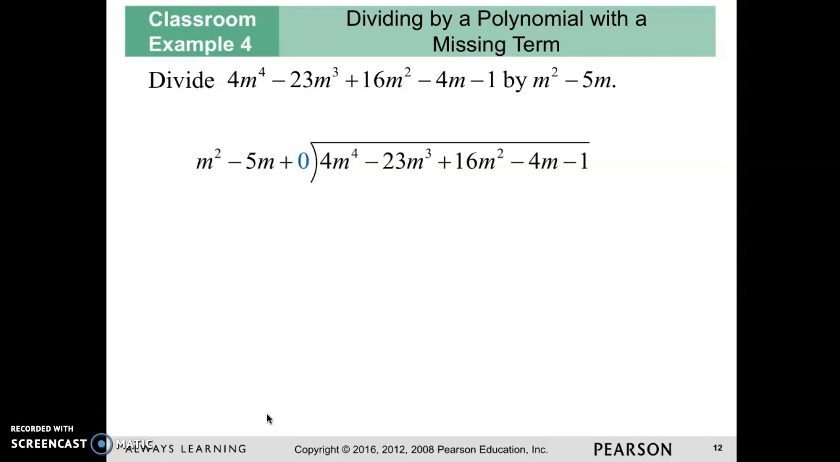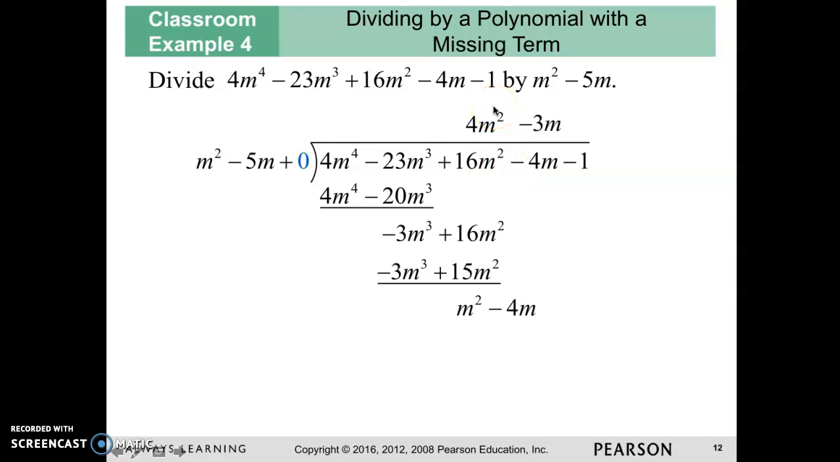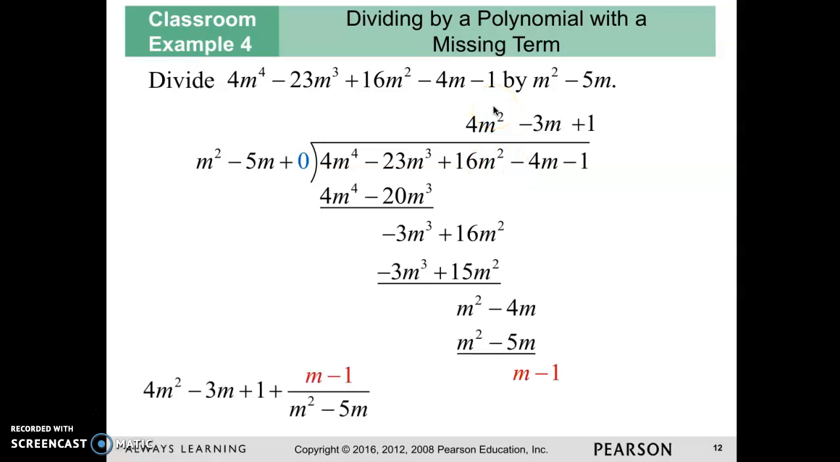I'm going to go through it as well. In this case, we are dividing this long expression here by m squared minus 5m. Again, you're going to add a 0 for the missing term, which is the constant here, and you're going to do each one. So 4m to the 4 divided by m squared, you're going to write that right above here, and you're going to end up with an m minus 1 as a remainder, so you'll write that.